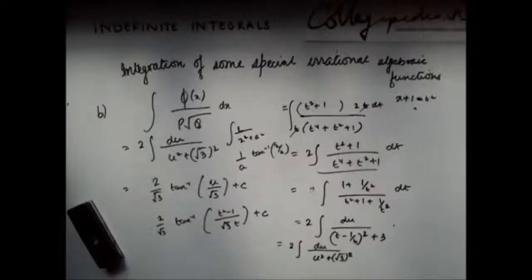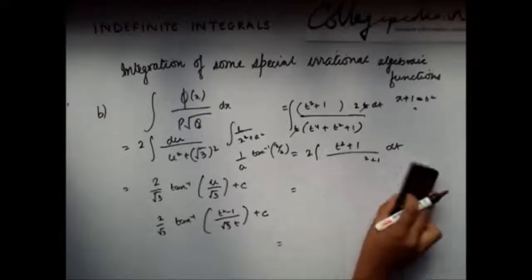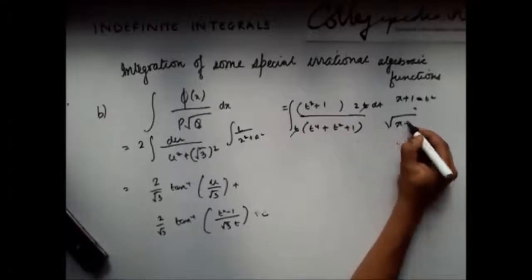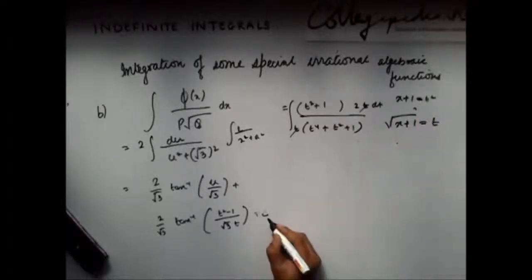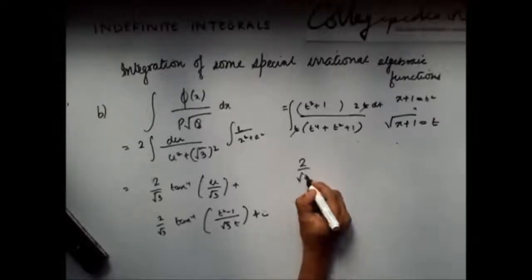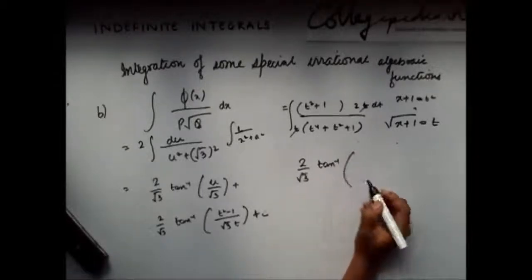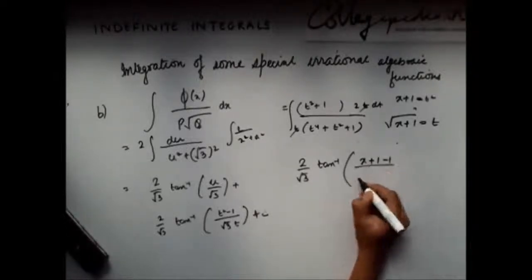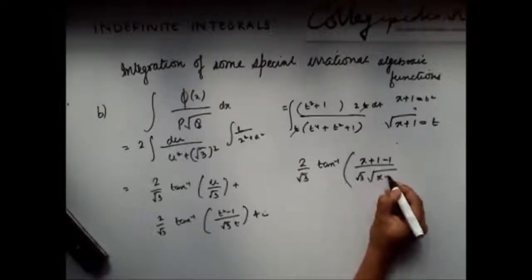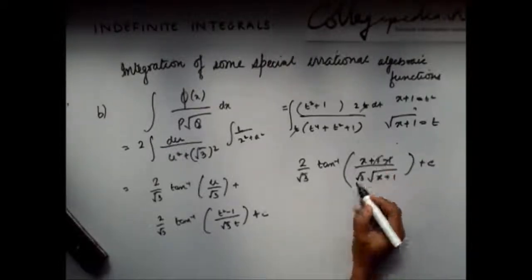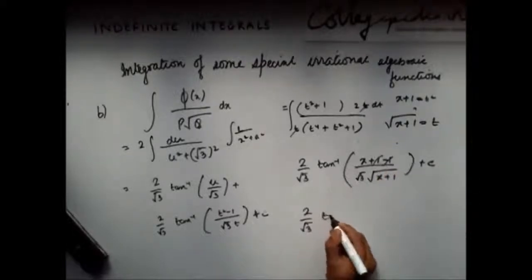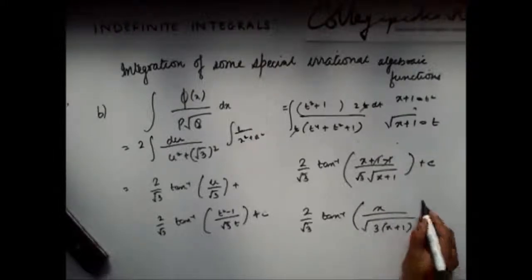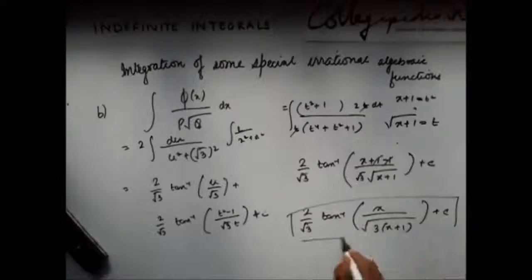Okay. Now again we need to remove t and put it in terms of x. So my t, you know, is root under x plus 1 from here. So what I'll do is I'll replace t in terms of x. t square is x plus 1. So my final solution is 2 by root 3 tan inverse of x over root 3 times root x plus 1, plus c. So this is my final solution. Okay.